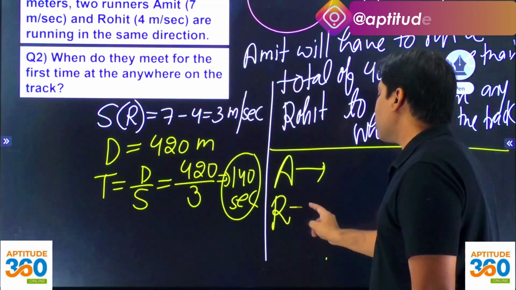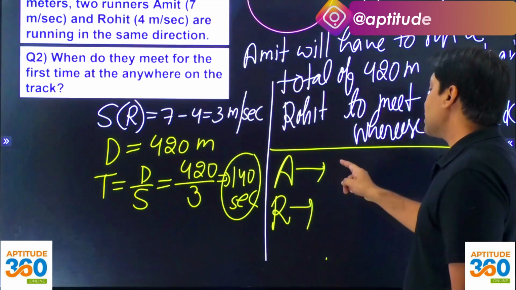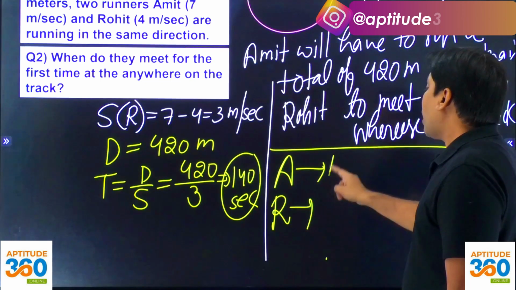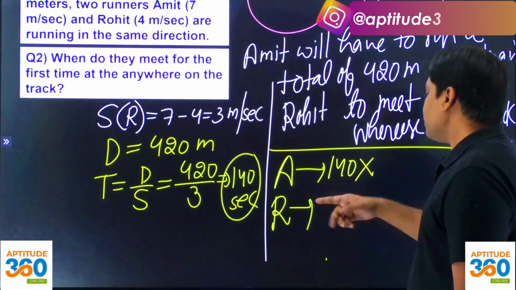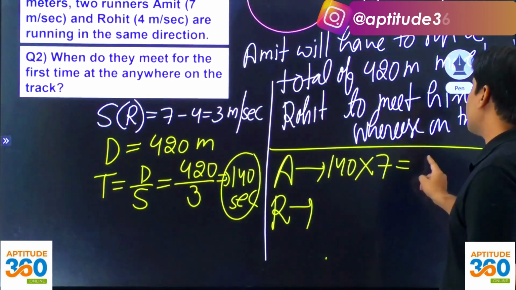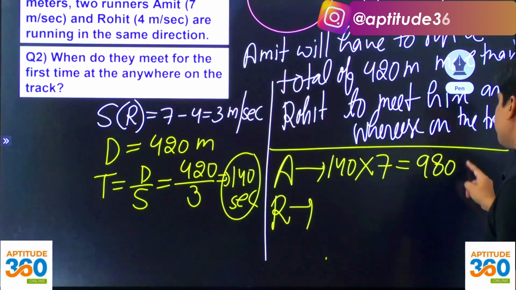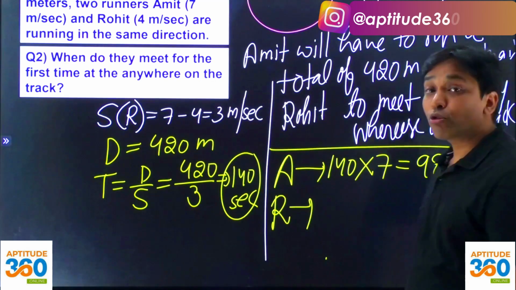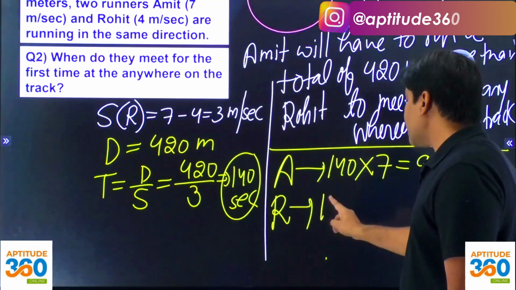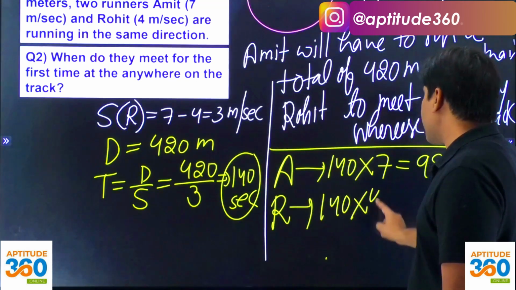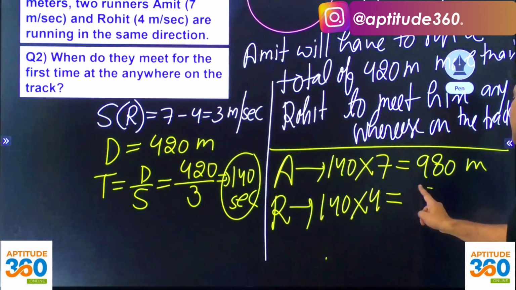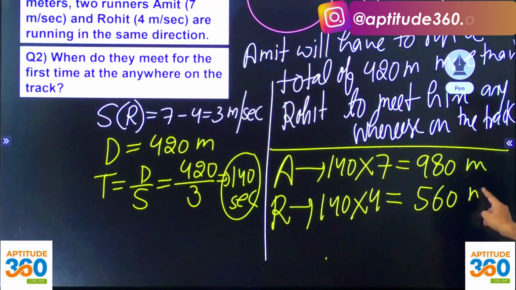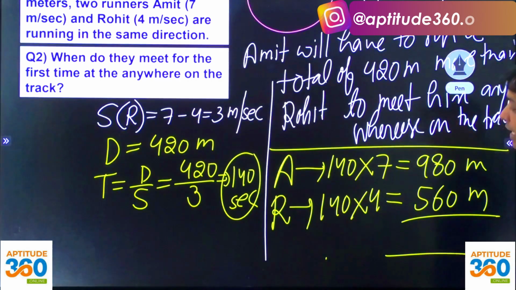अमित and रोहित. So Amit is going to run 140 speed into time, right? So this is going to be what? 980 meters. And how about Rohit? Rohit in 140 seconds at the speed of 4 meters per second, this is going to be what? 560 meters.